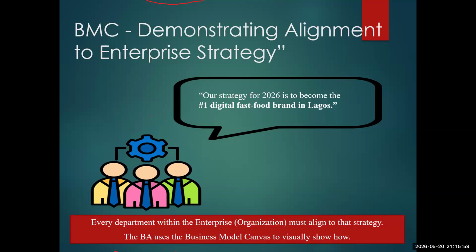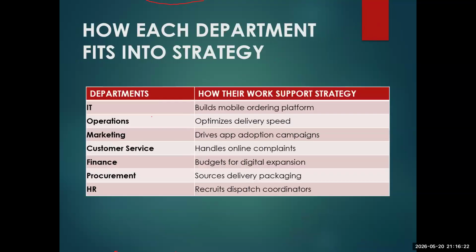Now, to attain this, like I said earlier, with dependencies and priorities, every department within the organization must align to that strategy. That means the processes within each and every one of those departments must align. The objective must be that we are aiming to be the number one digital fast food brand. And the BA can use the BMC to visually show this and how it can be done. So for IT, we build mobile ordering platforms.